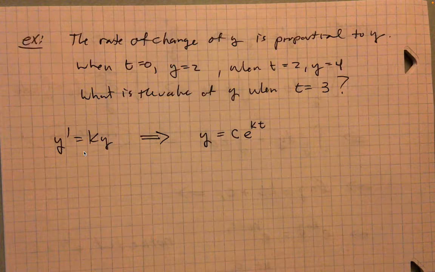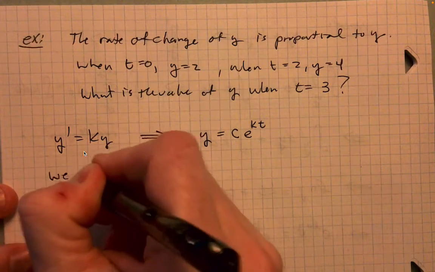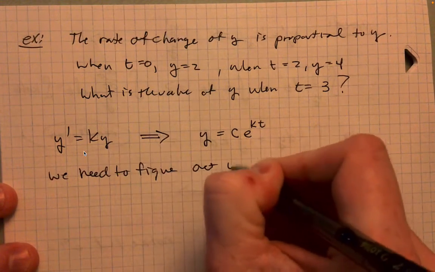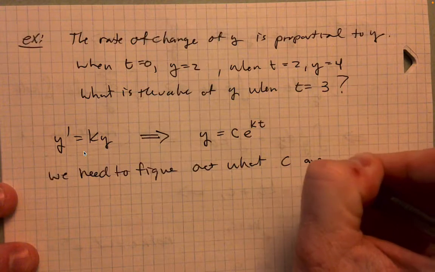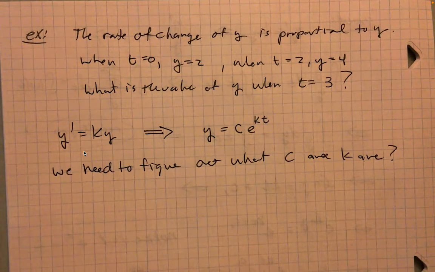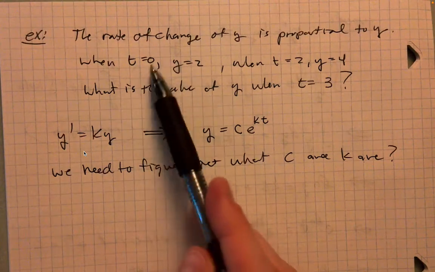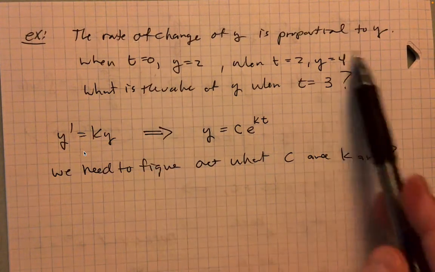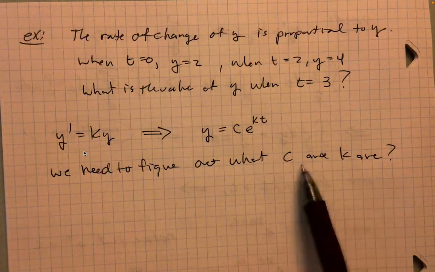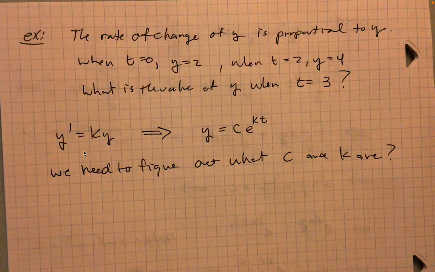So what we need to know is we need to find the values of c and k. Okay, so we need to figure out what c and k are. And we're kind of given, you can imagine, two sets of conditions, right? And that makes sense because we have basically two unknowns. So we're going to need two equations to solve for two unknowns, right? And that's what we're going to use.